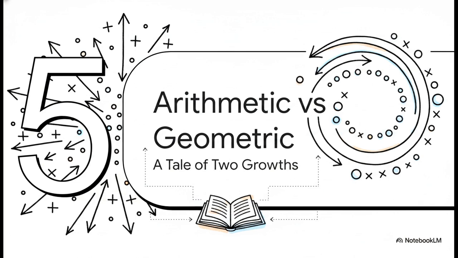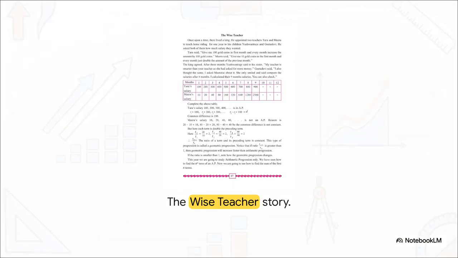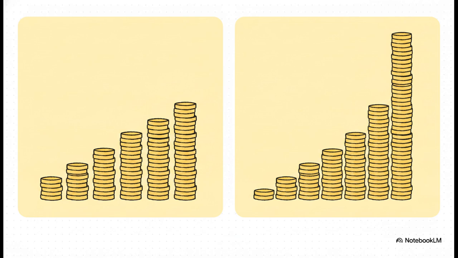To conclude our explainer today, let's explore a classic historical story. This tale brilliantly illustrates that adding a constant difference is not the only way things can grow over time. Once upon a time, a king hired two expert horse-riding teachers, Tara and Mira, to instruct his children for 1 year. When asked about their required salaries, the two teachers requested two very different payment structures. Tara's request was quite straightforward. Give me 100 gold coins the first month and increase the amount by 100 gold coins every single month. This is a classic arithmetic progression.